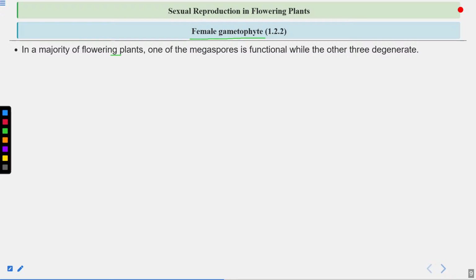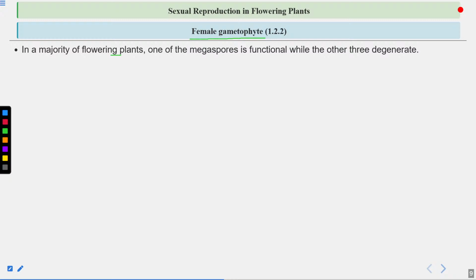Now, how is this female gametophyte formed? We will discuss that. One of the nucellus cells becomes prominent and different by accumulating a large amount of cytoplasm and a very large nucleus. It becomes very different from the other nucellus cells, and it undergoes meiosis, the reduction division. What is the result of that reduction division? Four megaspores are formed.